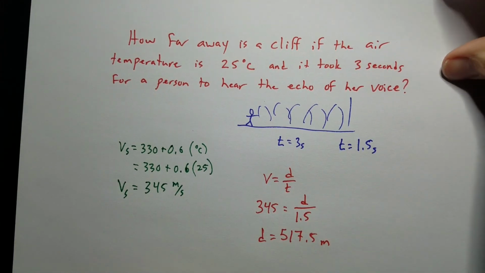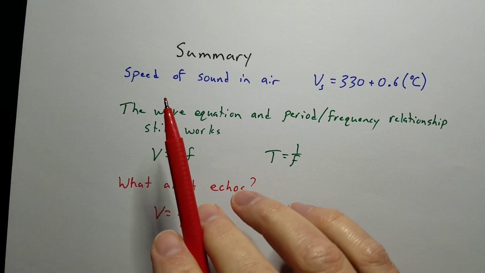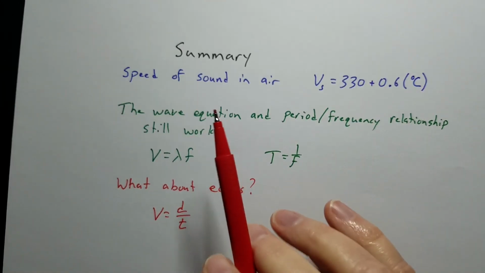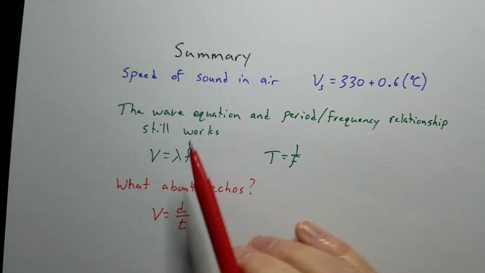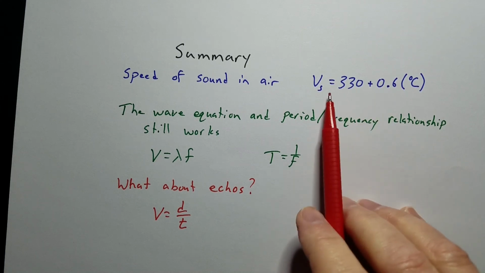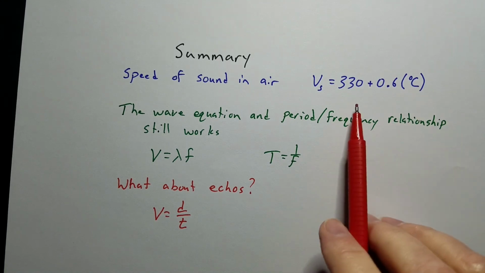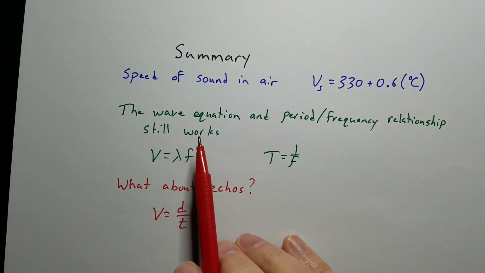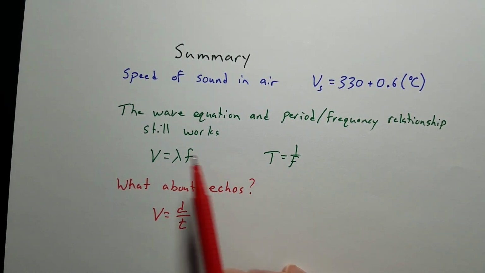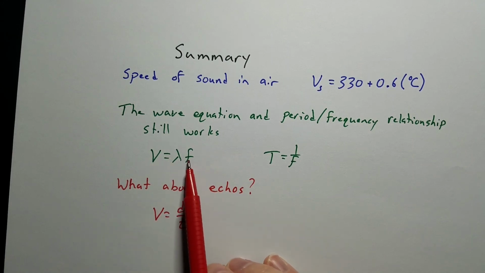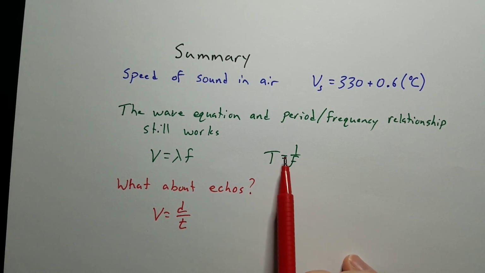Okay, let's sum things up a little bit. Okay, in summary, the speed of sound in air is dependent on the temperature. The warmer the air, the faster it goes. The colder the air, the slower it goes. But it's all governed by this equation, and we're going to use 330 plus 0.6 times degrees Celsius. Since sound is a wave, the wave equation and the period frequency relationship still works. We can still do this if we're looking for wavelength or frequency. If I got the period or frequency, I simply take the inverse to get the other one.